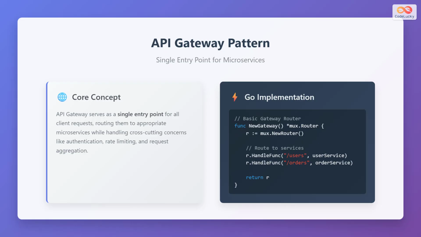It simplifies client interactions by providing a unified interface, handles cross-cutting concerns like authentication, authorization, rate limiting, and request logging in a centralized manner, and can perform request aggregation by combining responses from multiple services into a single response. The API gateway also handles protocol translation, allowing clients to use different protocols than the backend services. In Go, implementing an API gateway can be achieved using popular routing libraries like GorillaMux or Gin. The basic implementation involves creating a router that defines different routes for different services, and then forwarding requests to the appropriate microservice endpoints.